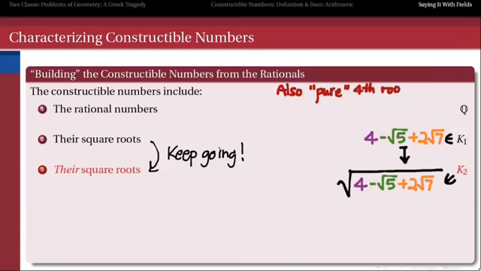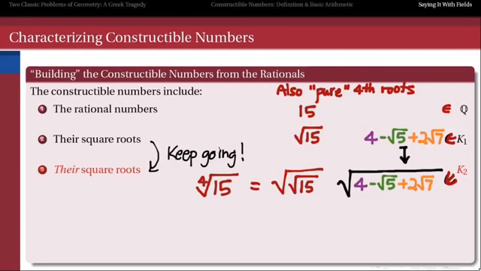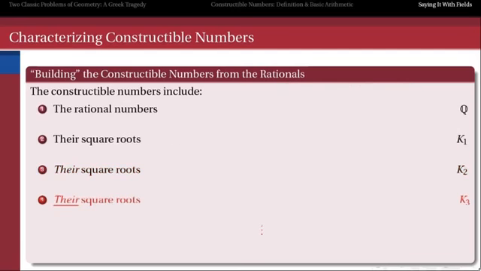We could also find the pure fourth roots in K2. So for example, if we take 15 in the rationals and take its square root, it lands in K1. The square root of that, which is the fourth root of 15, will land in K2. So we can construct fourth roots because we can construct square roots of square roots.